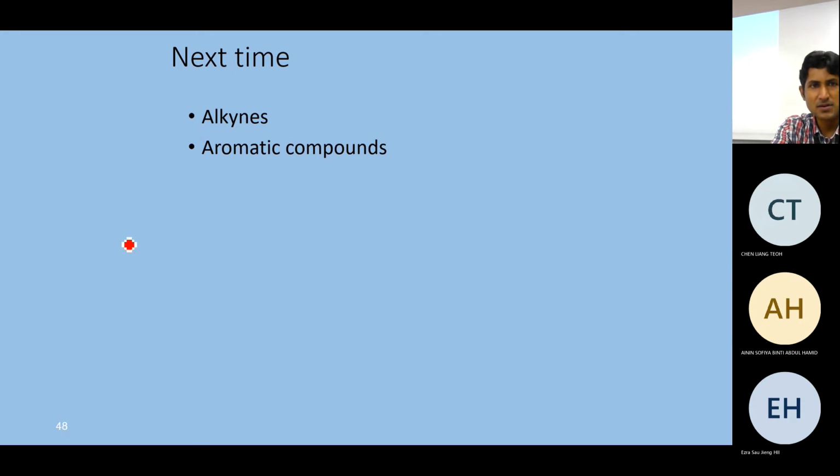So next class we will talk about the aromatic compound, and alkynes. Alkynes, there is nothing much to talk about. So we will talk about the aromatic compound. Hopefully we can finish the aromatic compound next class. All right, so now just one last Menti question for you. Last one. And it is a very easy one.